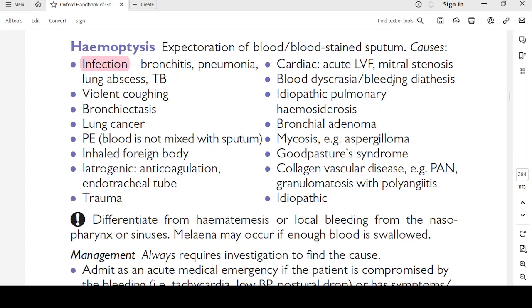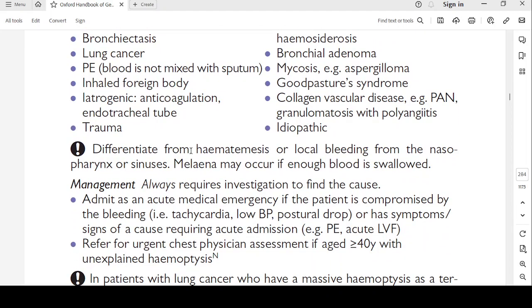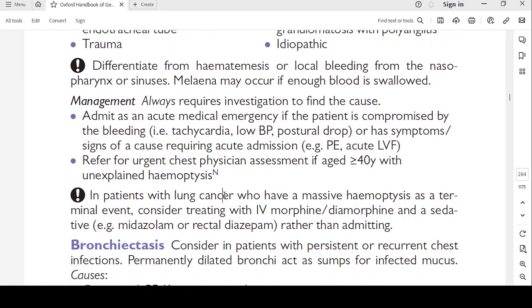Also blood dyscrasias or bleeding diathesis, idiopathic pulmonary hemosiderosis, bronchial adenoma, mycosis, aspergilloma, Goodpasture syndrome, collagen vascular disease, polyarteritis nodosa, granulomatosis with polyangiitis, PAN and GPA, and idiopathic. Differentiate from hematemesis or local bleeding from the nasopharynx or sinuses; melena may occur if enough blood is swallowed. Management always requires investigation to find out the cause of hemoptysis.